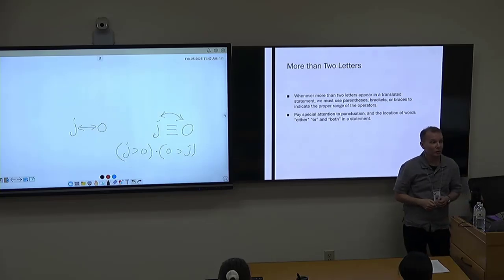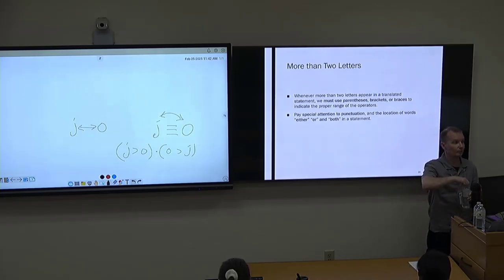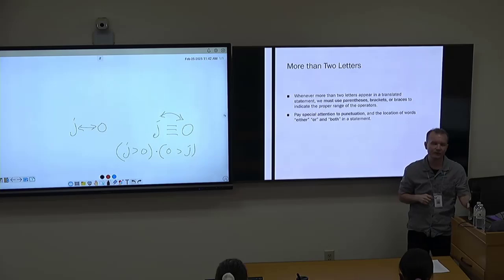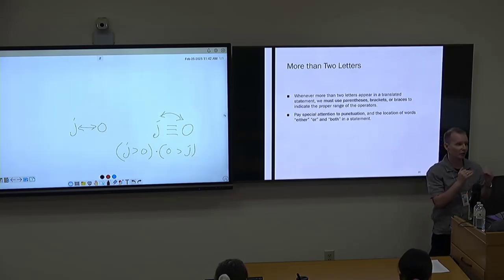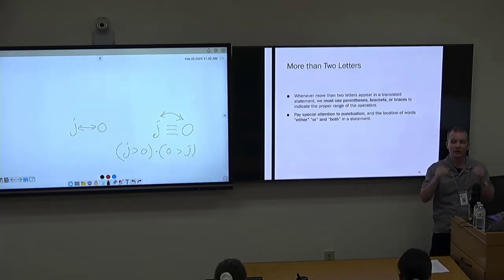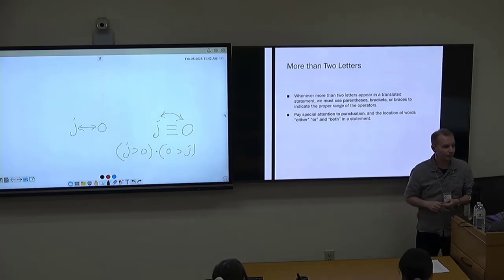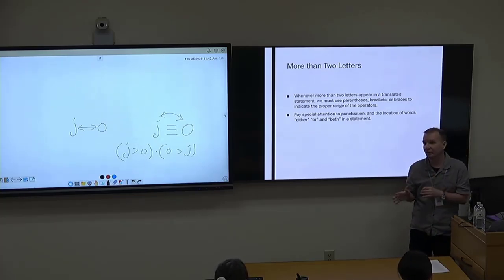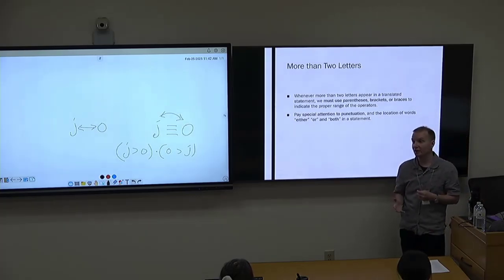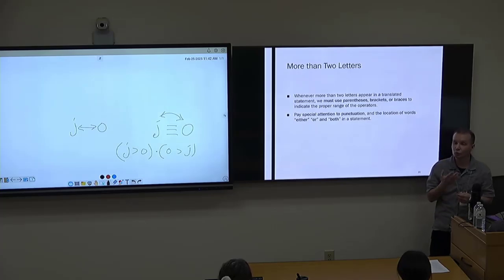Now, with more than two letters, like I said, you're not always supposed to do it, but for simplicity, the way they do it in Hurley-Watson, you will always see parentheses or brackets showing you clearly what is the main operator, so you would not be confused. That is the way to slightly simplify the story. Pay special attention to punctuation, location of the words either, or, and both. So when you yourself translate something, how do you know where to put the parentheses? Well, there's a whole bunch of rules about that. Let's take a look at them.